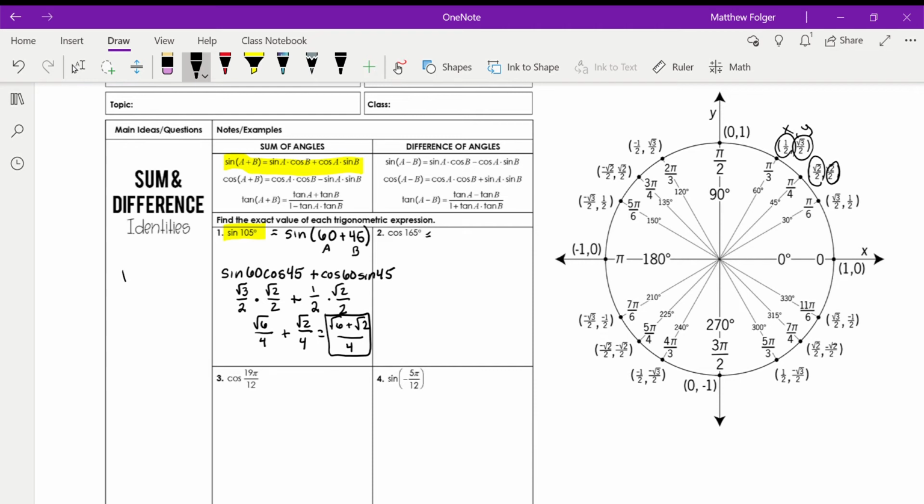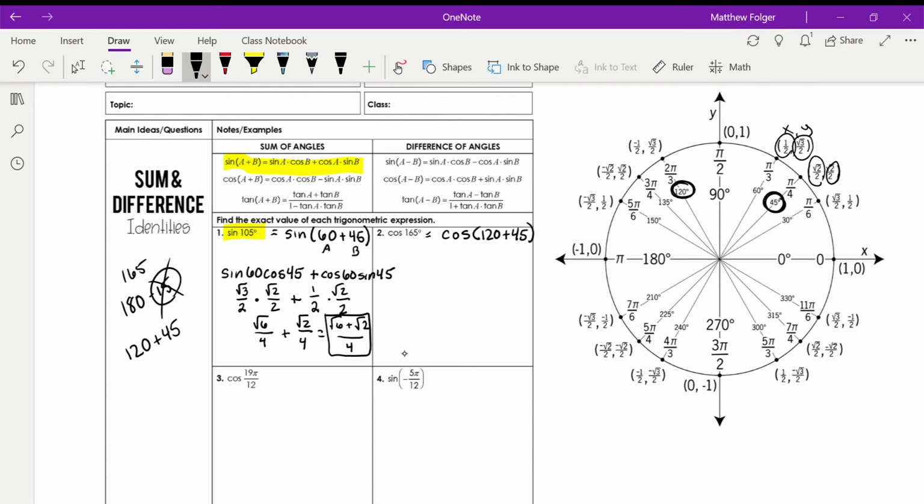165 is 180 minus 15, but we don't have 15 on there. Okay, 165 is 120 plus 45. Let's look and see if we have 120 and 45. We have 120 right there, and we have 45. So since I know both of those values, I can rewrite this as cosine of 120 plus 45.